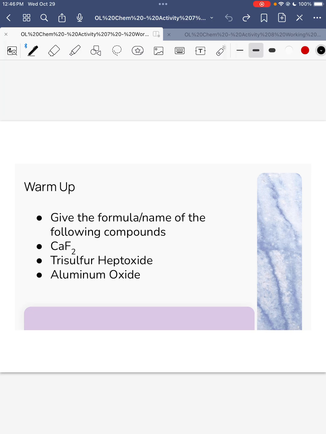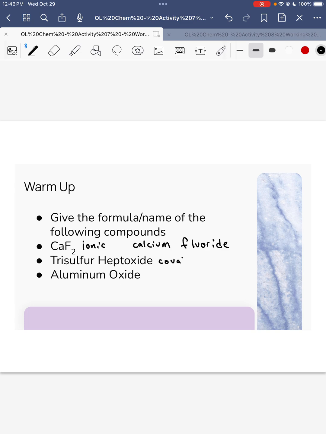Hey all, in this video we'll go through activity 7, which is naming ionic compounds that contain transition metals. To start, as a warm-up, we'll name a few ionic and covalent compounds that do not contain these things. First, I have CaF2, which is an ionic compound made of a metal and a nonmetal. To name it, I'm going to simply name the cation, which is calcium, and then change the anion to have an IDE ending. This is calcium fluoride. I do not need any prefixes because it's an ionic compound.